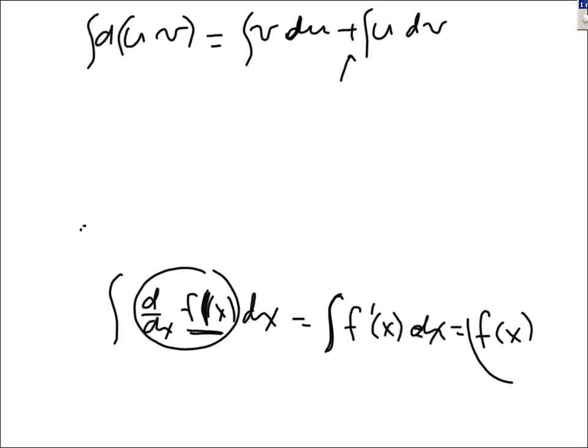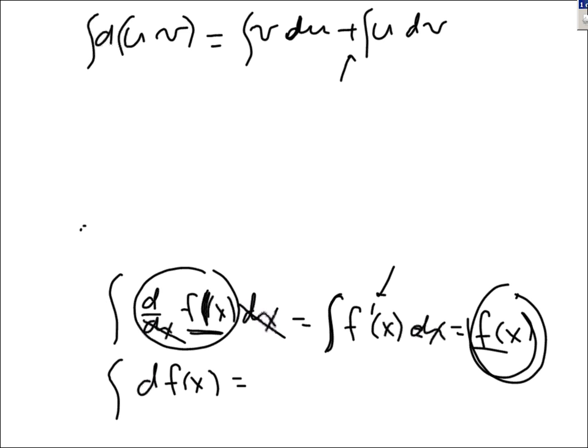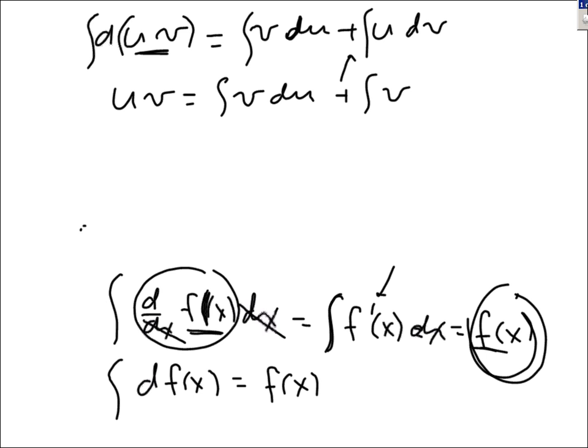What do you take the derivative of to get f prime of x? F of x. And notice this cancels out. So we have the integral of d of some function equals the function. That is, here's a function. We just get back uv. And this equals v du plus u dv. So let me write u and not v. u dv.